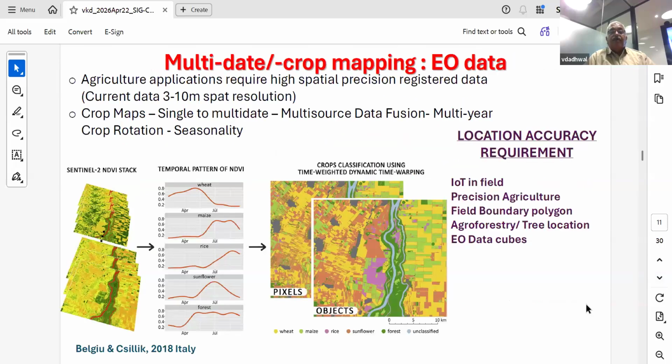So this is one such example of the temporal behavior. You can get for each pixel a profile, and from that profile you know which crop it is, when it is sown, and when it becomes mature. Now, if to this you add other data like IoT devices, the actual field boundary, and even a tree or crop location, and you put all the data together, you start building what will be equivalent to an agriculture digital twin.